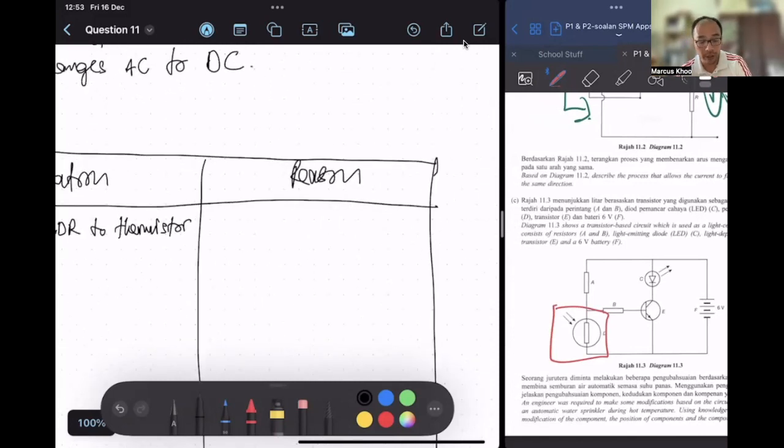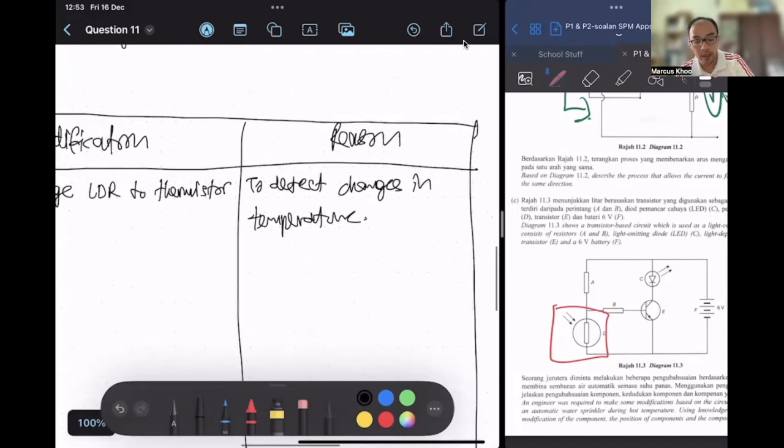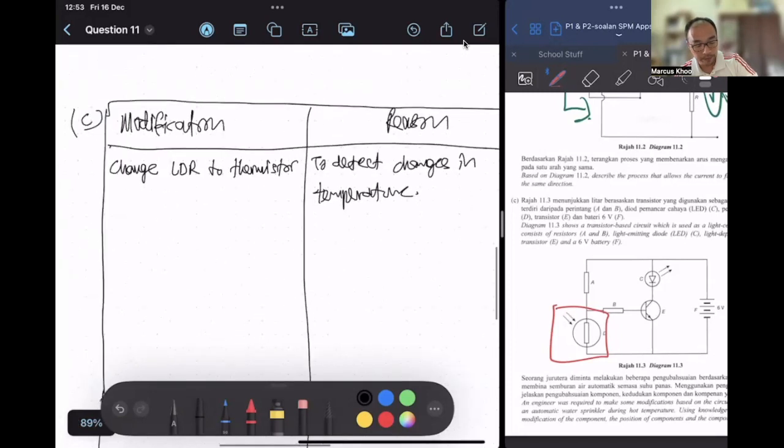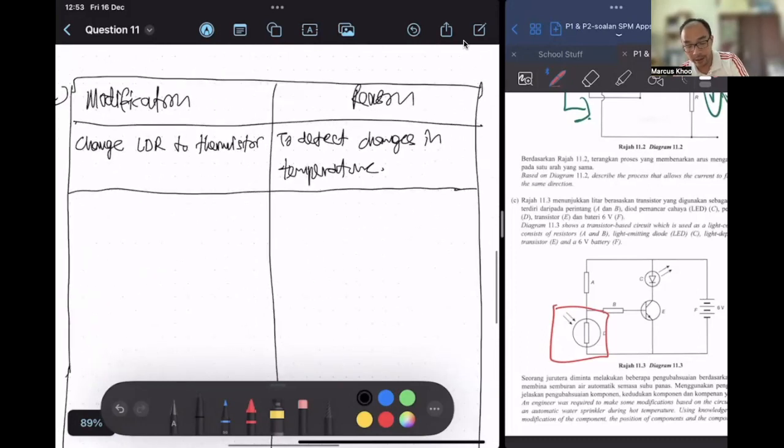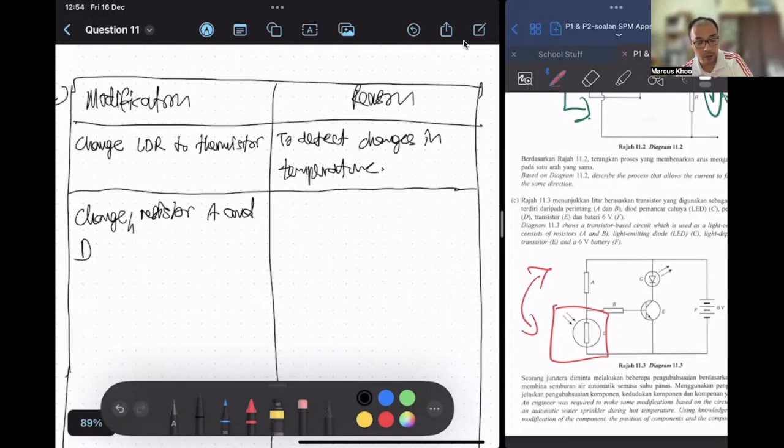Okay, and the reason for this is to detect changes in temperature, because that's what we want. Okay, so that's the first one. Then the second one is, of course, the positioning of the LDR has to change. Sorry, the thermistor, the thermistor must be on top. So change the positions of resistor A and D.